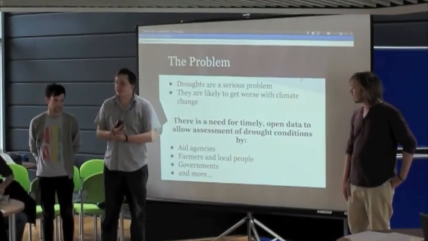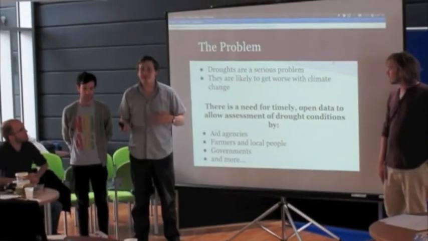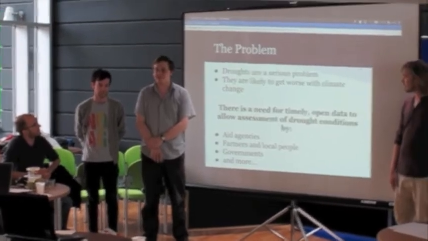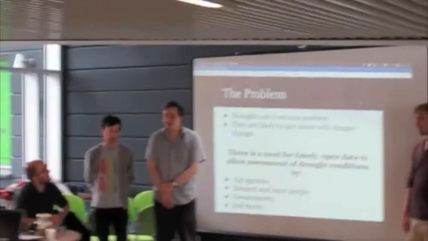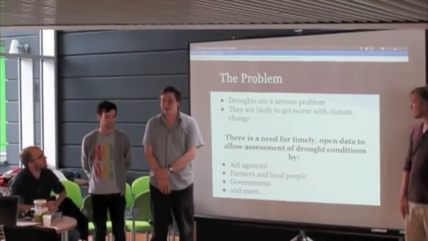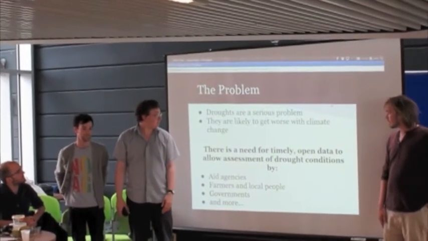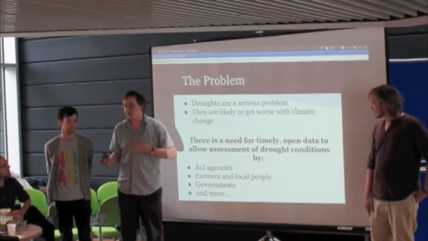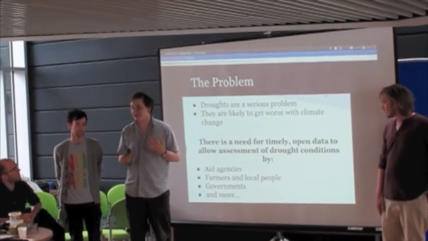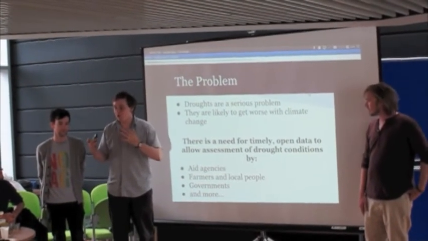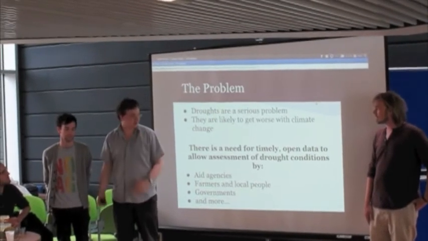Droughts are a big problem, as I guess a lot of you know, and I think with climate change and the influences of rising temperatures and changing rainfall patterns, they're likely to get even more severe, particularly in parts of the world that maybe aren't used to having droughts or aren't really very prepared. So there's a real need to have some sort of timely, open way of getting data about exactly what's going on, what's happening on the ground because of water shortages.